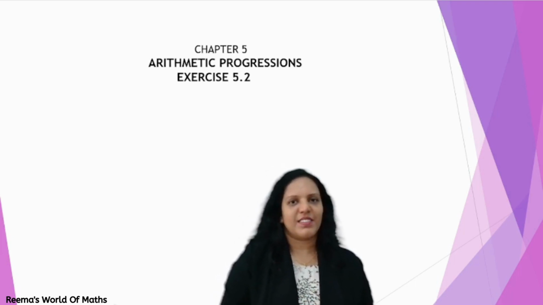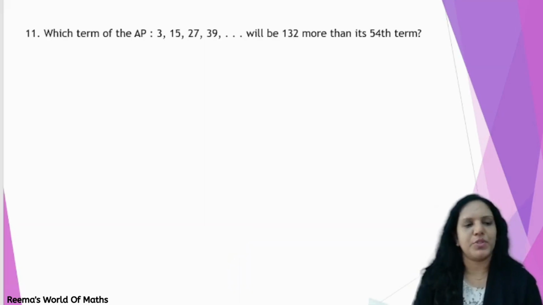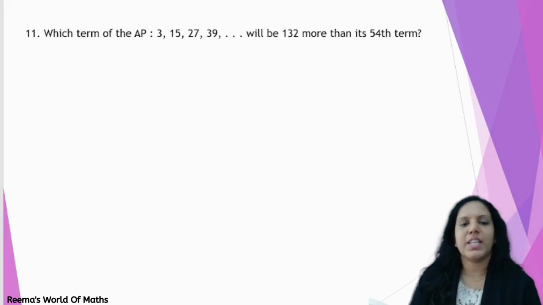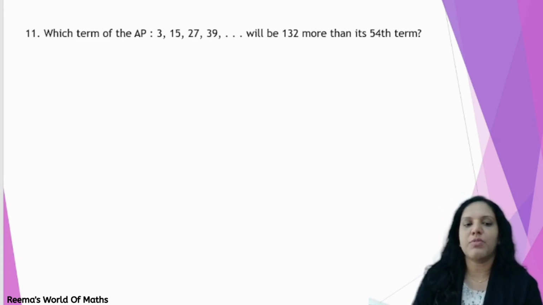So let's start. So next one is the 11th question from exercise number 5.2. Which term of the AP 3, 15, 27, 39 will be 132 more than its 54th term? So we have given the first 4 terms of the AP. We need to first find the 54th term. From there we need to find another term which is 132 more than the 54th term.